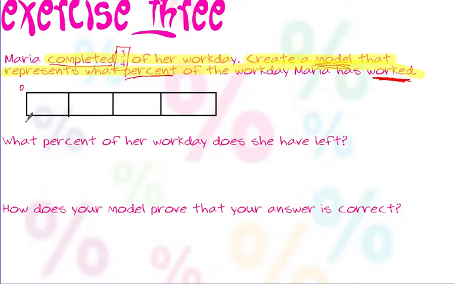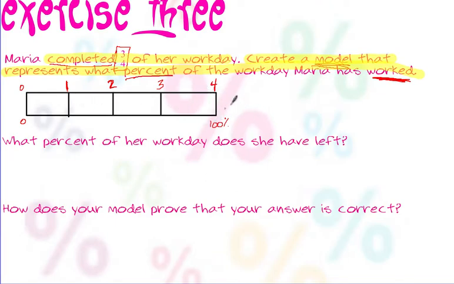So here is 0 parts of my workday and 0%. Here's 1 out of 4 parts of my workday, 2 out of 4 parts, 3 out of 4 parts, and 4 out of 4 parts of my workday, which would be equal to the whole day, which is 100%. Again, you have to remember you have to look at these as fractions. So this is 4/4, 3/4. It's not just 3, it's 3 as a numerator out of the whole, which in this case is 4.